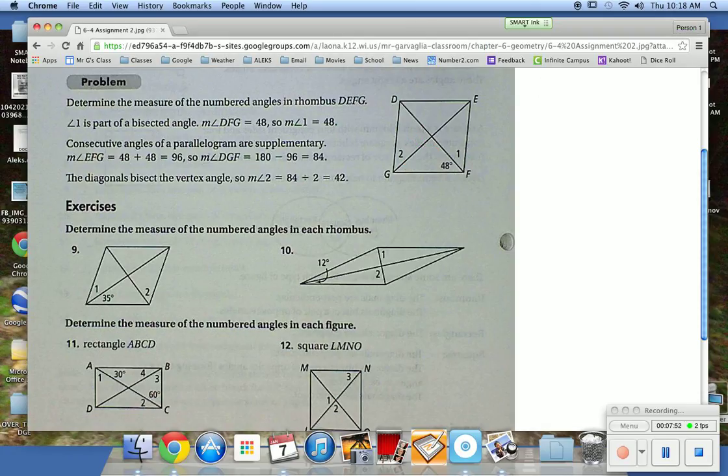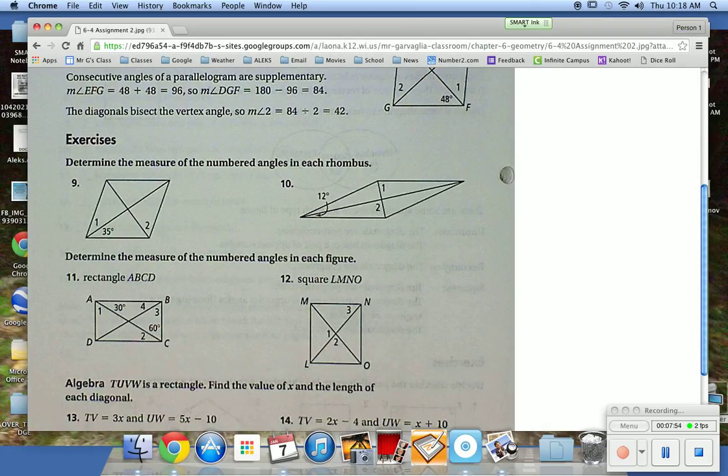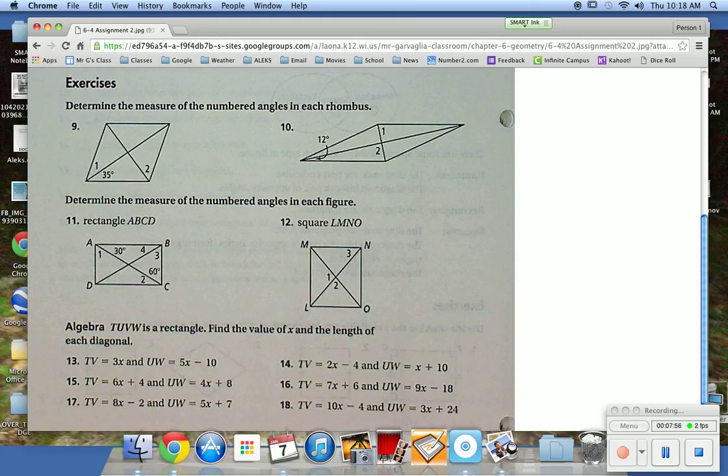You can work on 9 and 10 with that. Let's get down to 11, 12. We've got rectangles here. We should be able to figure out what our rectangles are by knowing, let's see, determine the measure of the angles. They even give you a measurement here. Looks like a rectangle, so we know this is 90 degrees, right? I'll let you guys work on that one.